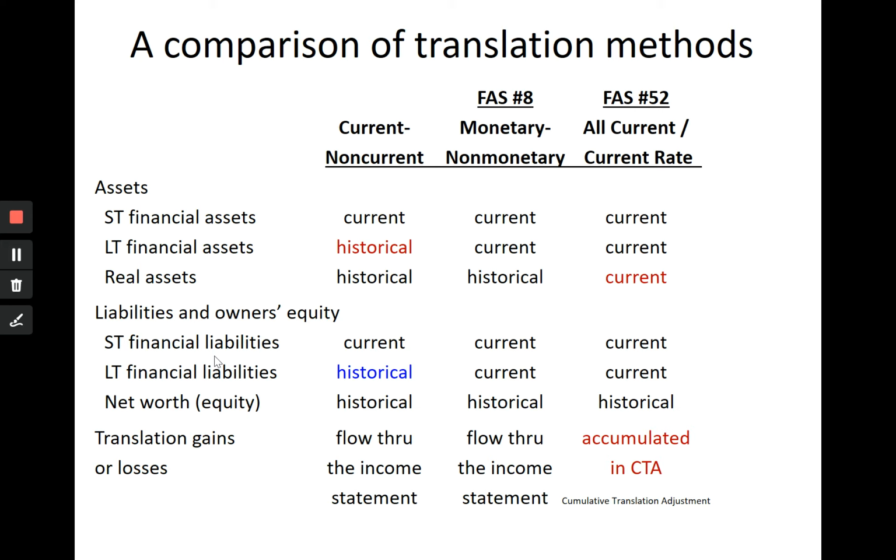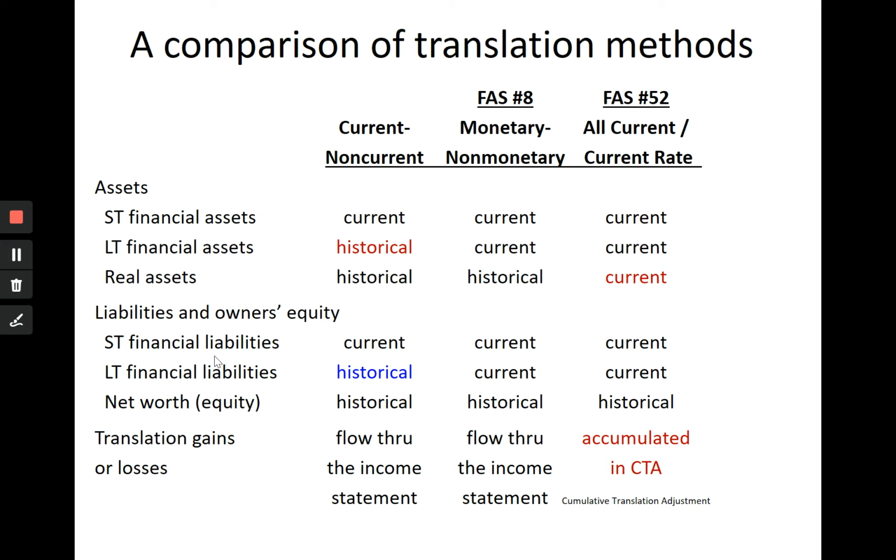Finally, we get to net worth or equity. Every translation method uses the historical exchange rate to translate the net worth or equity. In other words, if we paid money in 1957 to purchase that factory in Nigeria, the value of Nigerian currency in 1957 against our home currency is what we use under every translation method to translate and report the value of that asset or the equity or ownership interest in that asset.